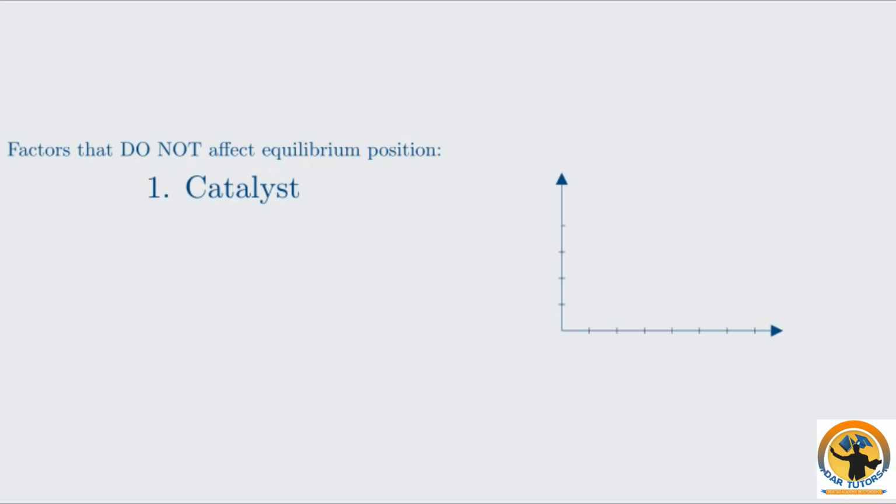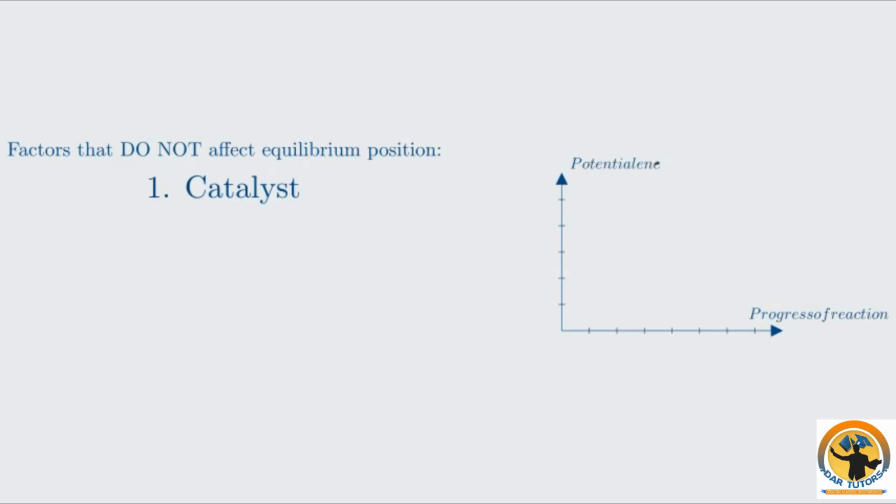We have seen how concentration, pressure, and temperature affect equilibrium position. Now, let's consider 2 factors that do not affect it. First, a catalyst. A catalyst works by lowering the activation energy for a reaction. However, a catalyst lowers the activation energy for both the forward and the reverse reactions by the exact same amount. As a result, a catalyst speeds up the forward and reverse reactions equally.